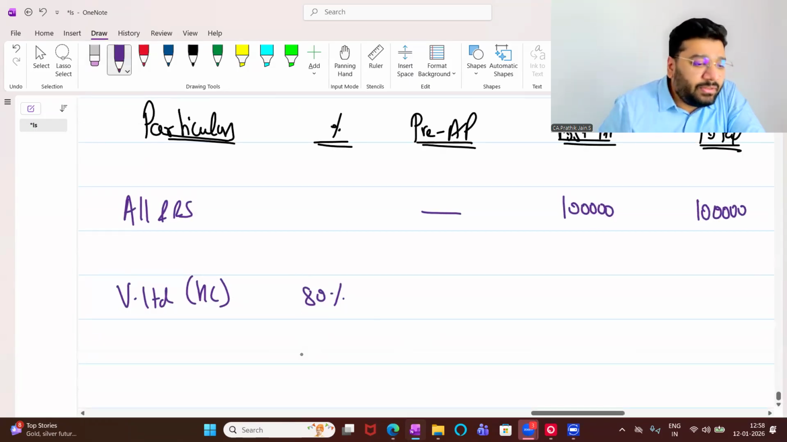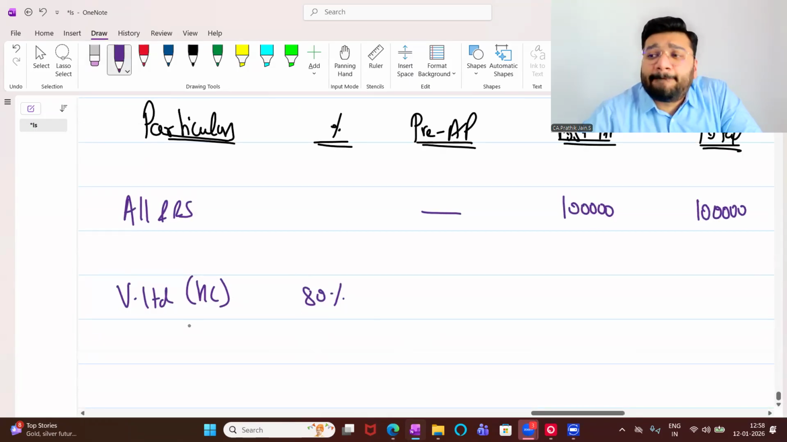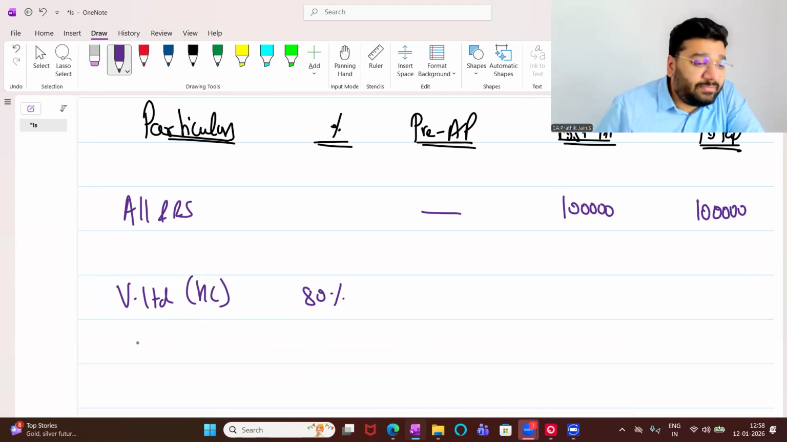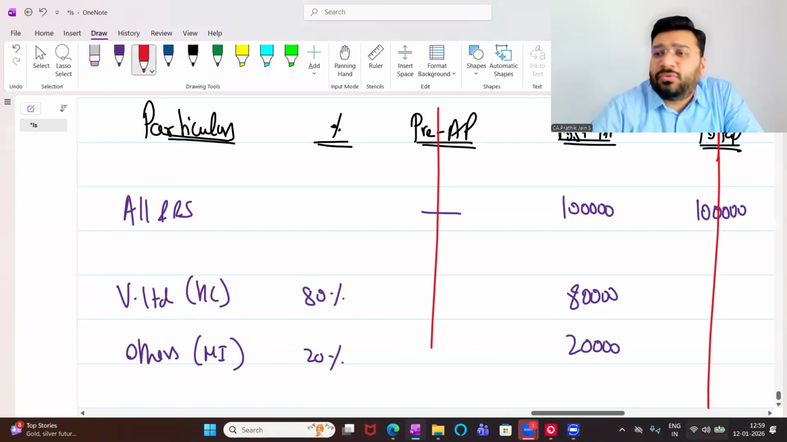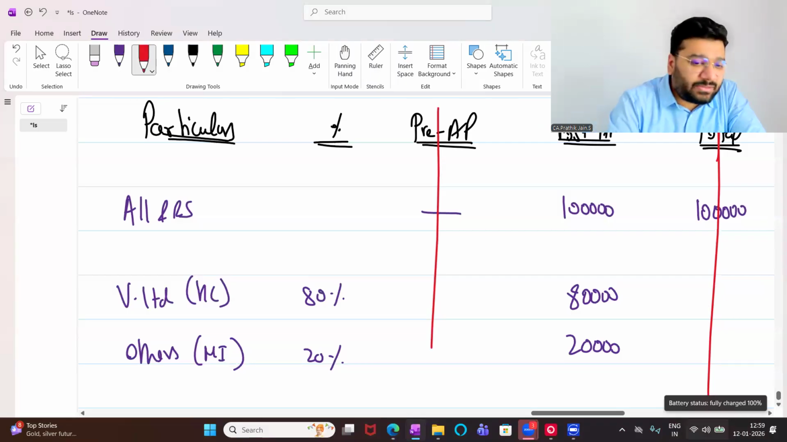80%. Virat Limited is called the holding company, also called the parent company, also called the majority interest. Then others, which is called the minority interest. How much? 20%. Bifurcate: 80,000 and 20,000. Is the total column required? Not required. Is the pre-acquisition column required? Not required. But why did we do it? For practice. Okay.